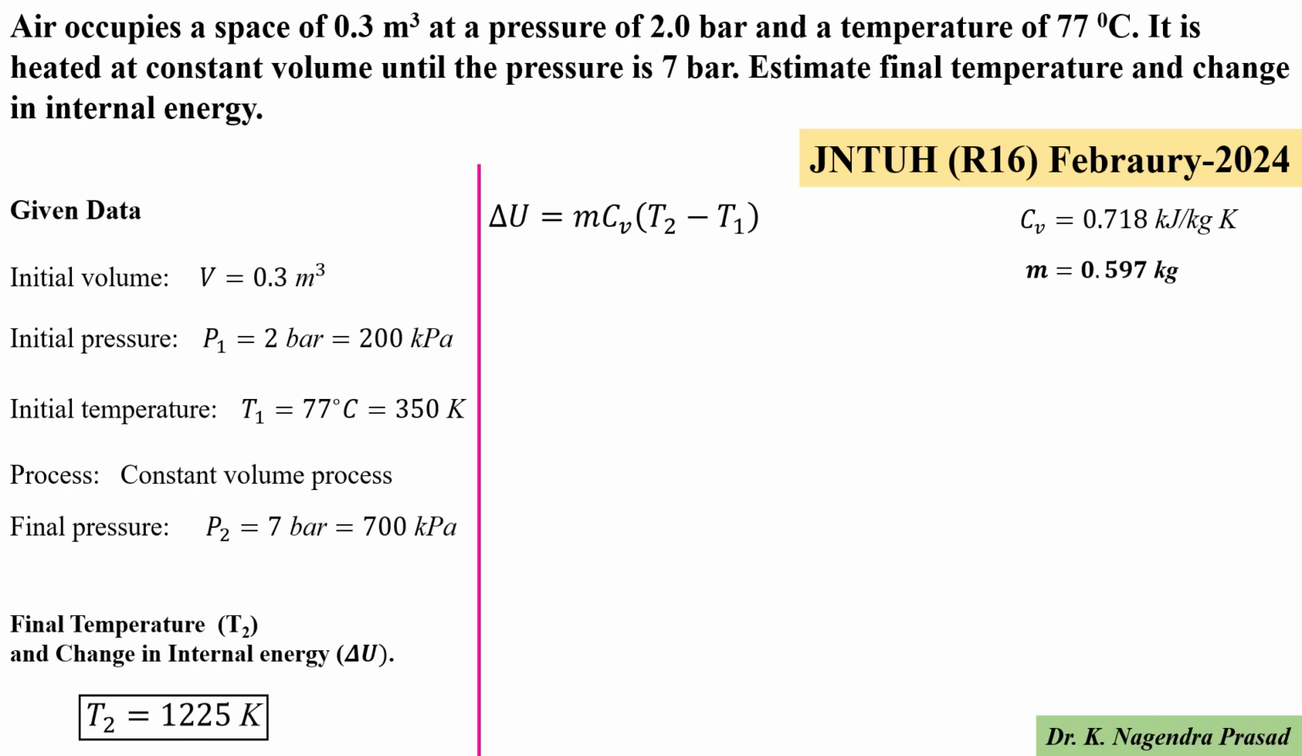So now we know the m value and CV value, T2 value and T1 value. Substitute all these values, then change in internal energy equal to 0.597 into 0.718 into (1225 minus 350), which is equal to 350 kilojoules. So this is the solution, and thank you.